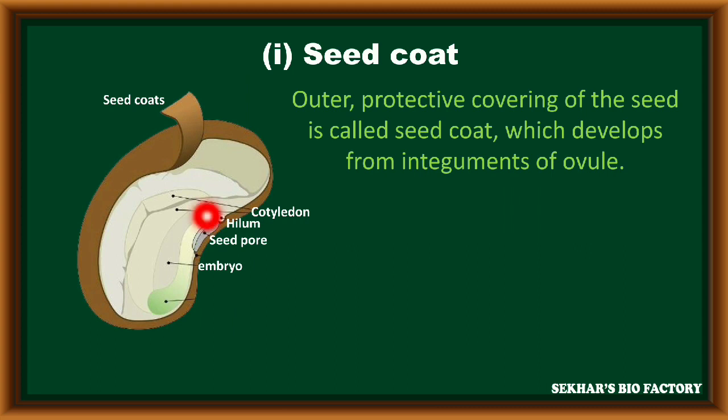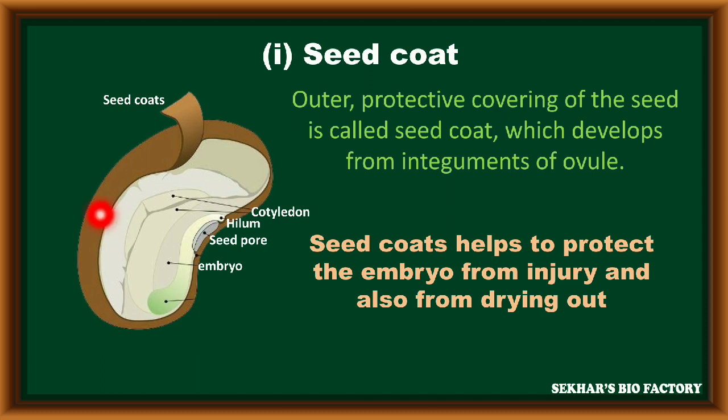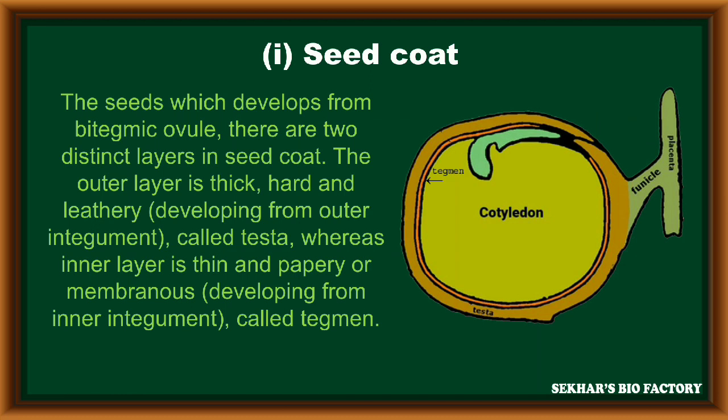Seed coat is the outer protective covering of a seed. It is developed from integuments of ovules. This seed coat helps to protect the embryo from injuries and along with that it prevents drying out. The seed which is developed from a bitegmic ovule has a seed coat containing two layers. The outer thick, hard, leathery layer, which is developed from the outer integument, is called testa, and the inner layer is thin and papery, membranous in nature, developed from the inner integument, and is called tegmen.